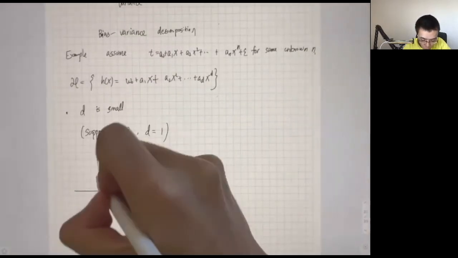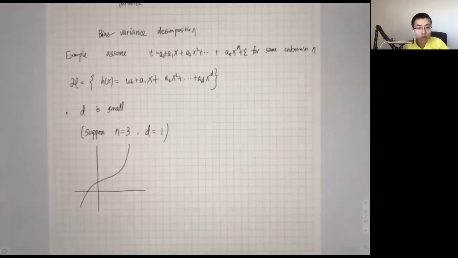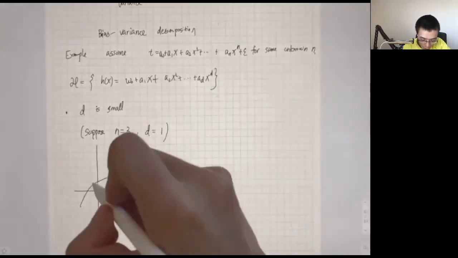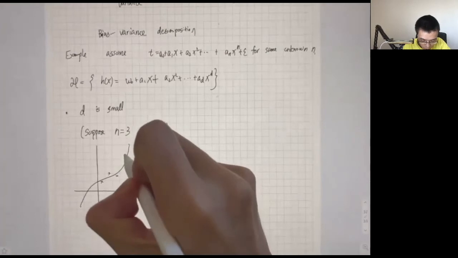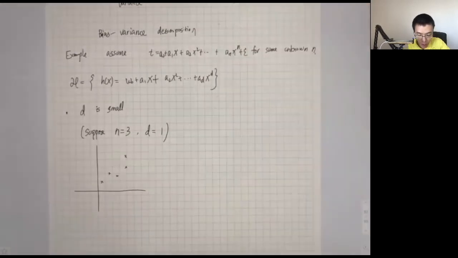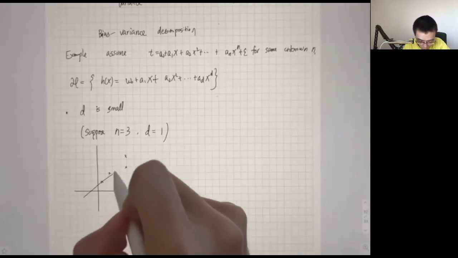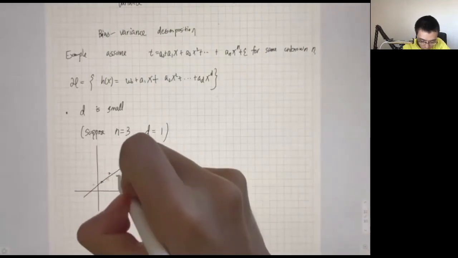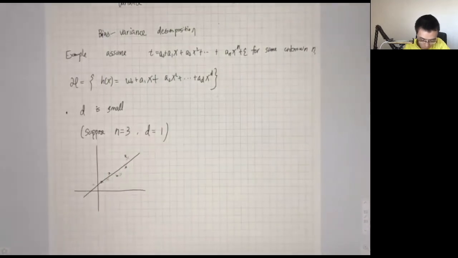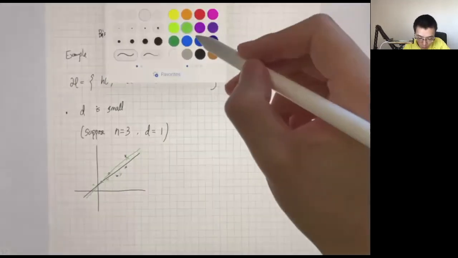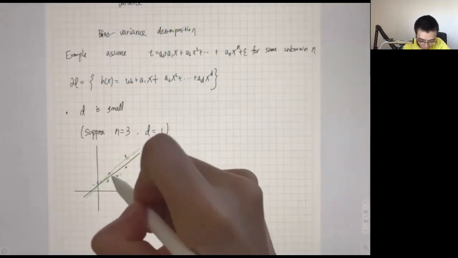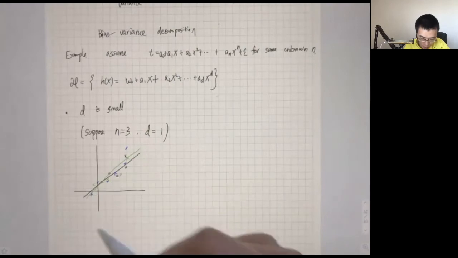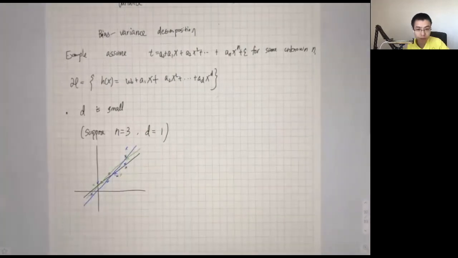Then suppose my true model is a function like this, this is my true function. Then what if I have a few data samples like this? For the first data set I generate, I have a function like this. Then I learn my hypothesis class like this. Then for my second data sample like this, I learn a function like this. And for my third data set, generated like this, I have a function like this.